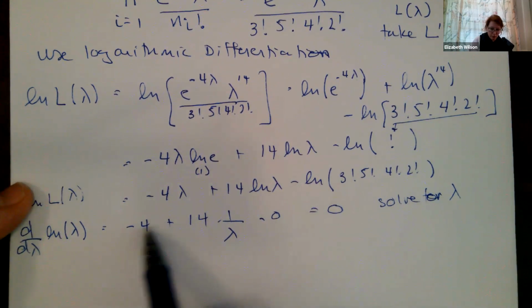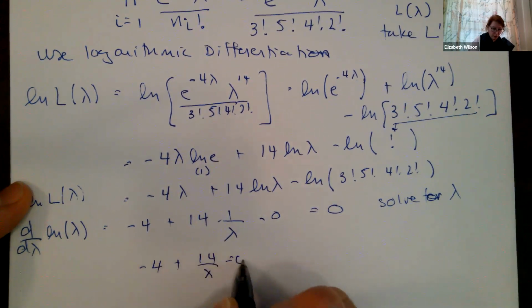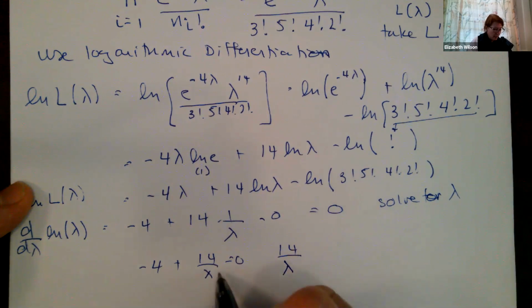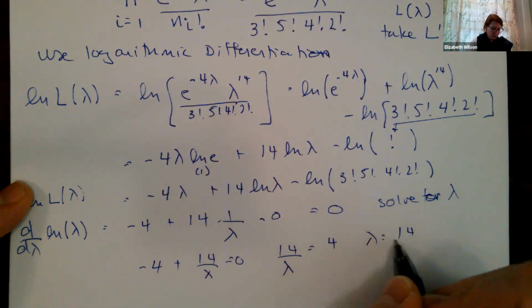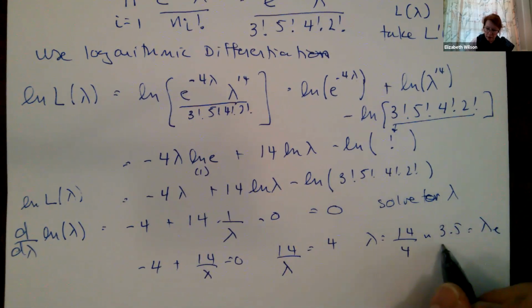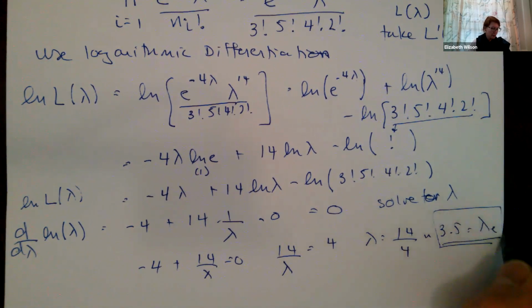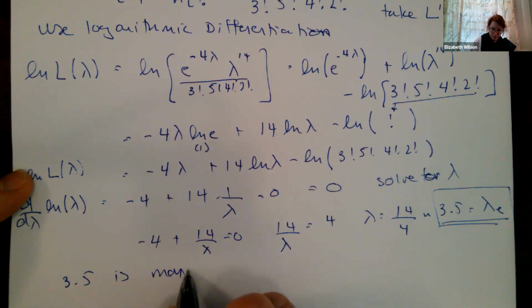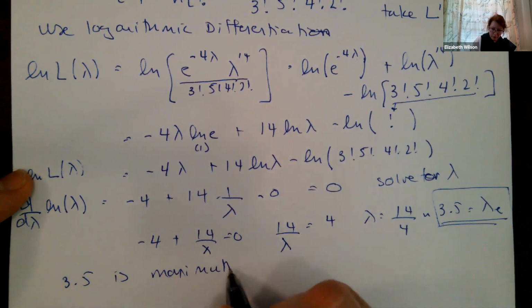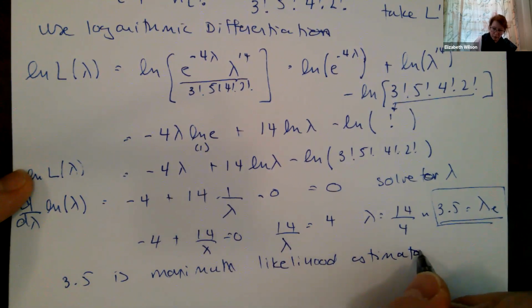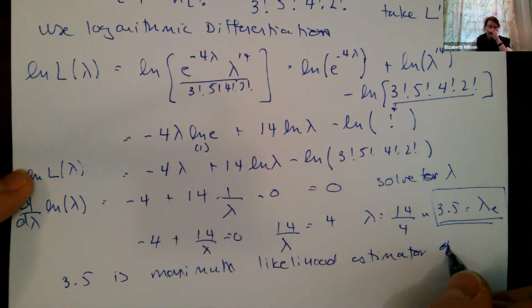So I get minus 4 plus 14 over lambda equals 0. I get 14 over lambda equals 4. Then lambda equals 14 over 4, which is 3.5. That is our maximum likelihood estimator for lambda for our exponential. So let me just write that out in words: 3.5 is the maximum likelihood estimator for lambda.